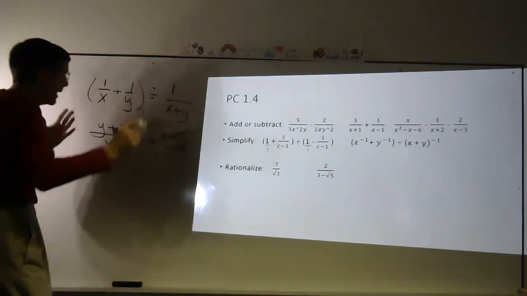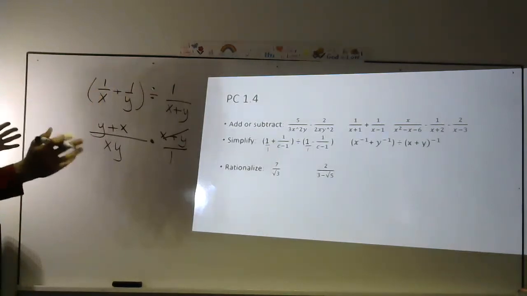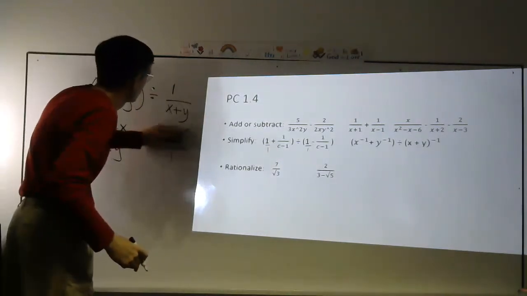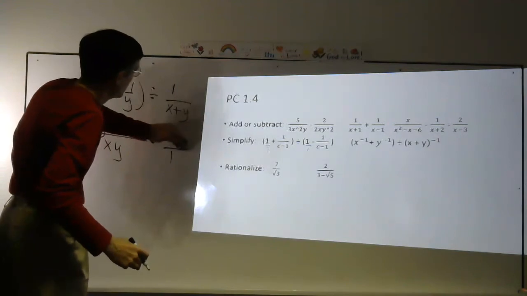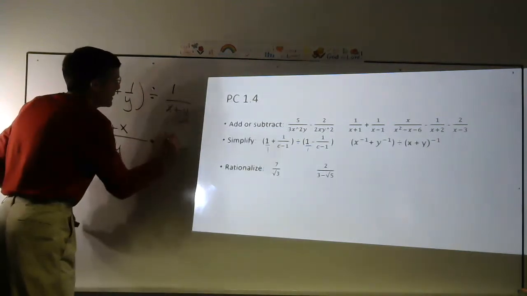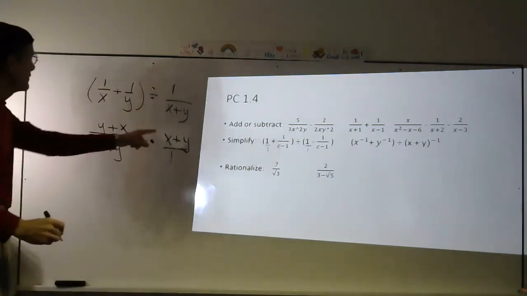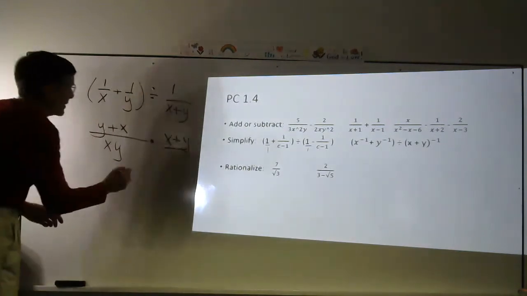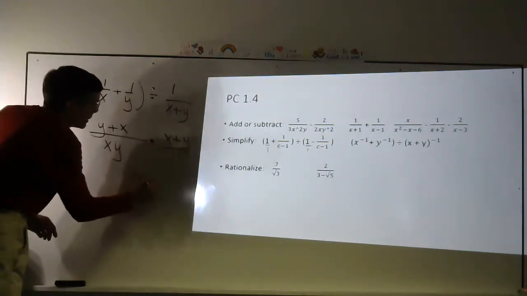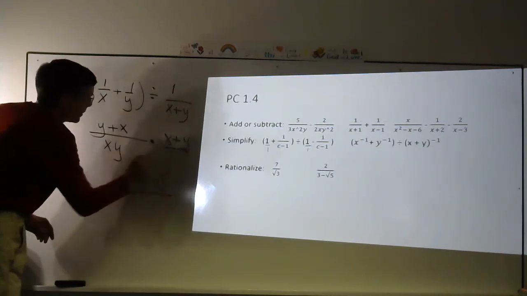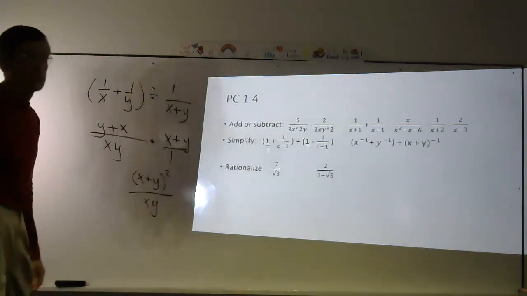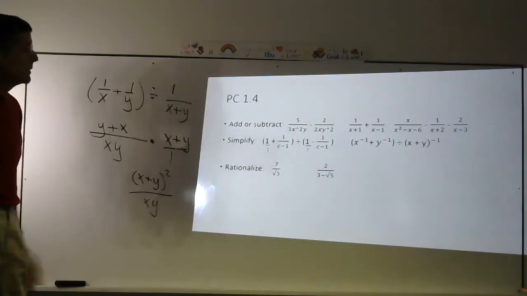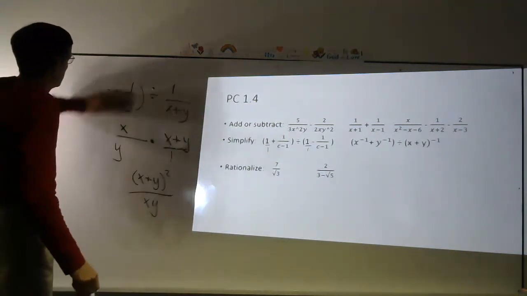And look, oh, they don't cancel. I thought they would cancel. Sorry. They don't cancel. You flip it, and you have an x plus y times a y plus x, or that's just x plus y squared, multiply all over xy. And you cannot cancel anything there. All right? Okay, wrap this up.